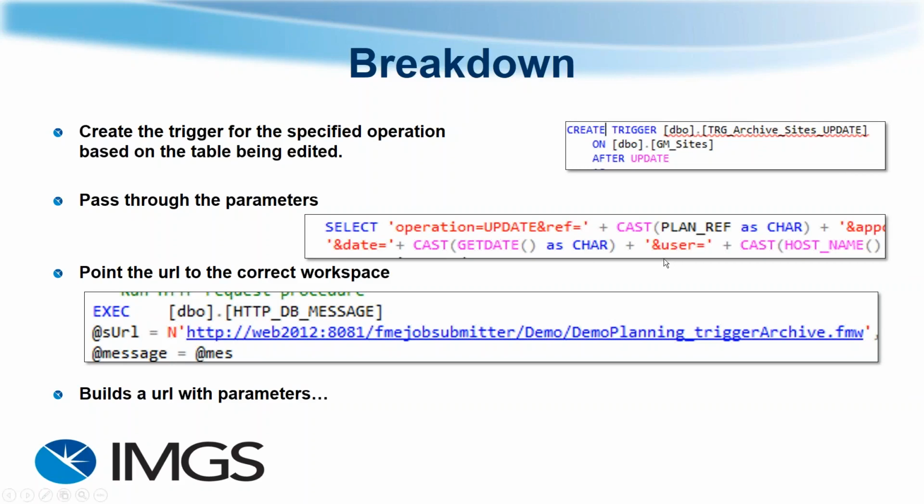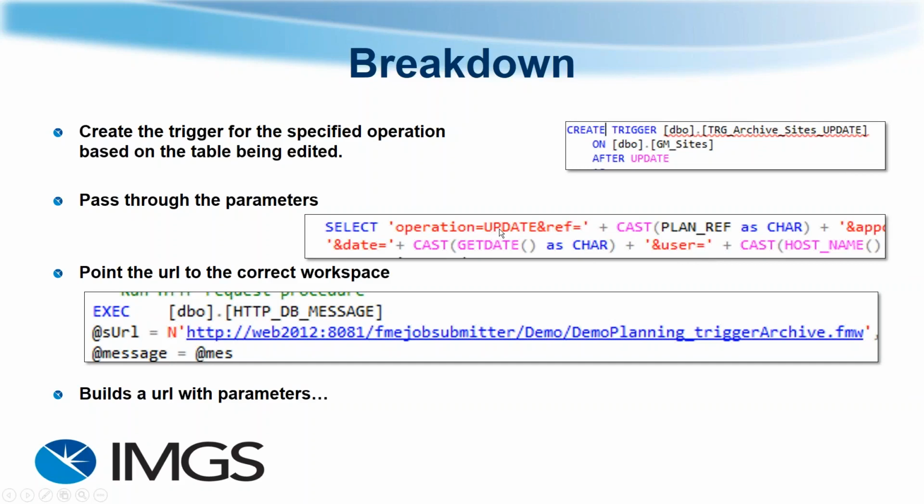What we have here is a number of different parameters. Here's our user parameter. Here's our date parameter. This one here would be our application date or application type parameter. So this is just a small selection of the code here. And then we have our reference parameter, and we have our hard-coded operation parameter here.